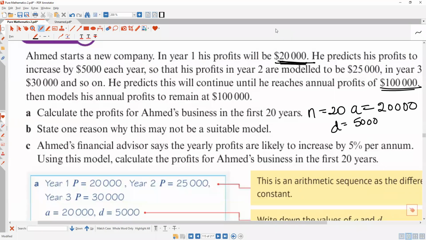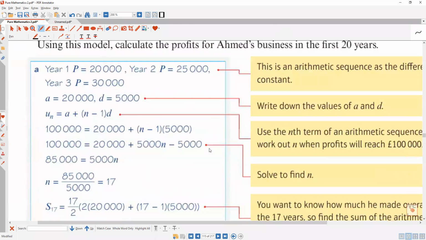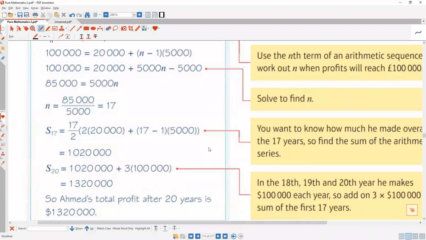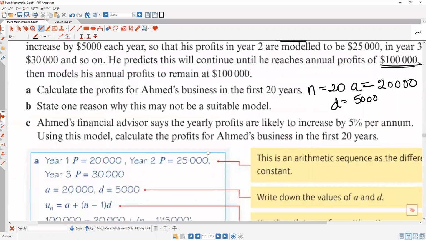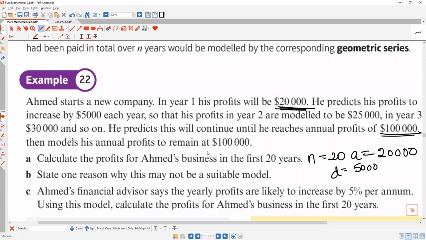Now what happens is that this guy, you found 115,000, but what you forgot is that his profit will not increase more than 100,000, right? So that means within that 20-year period, at some point he has reached 100,000 earlier. So what did they say? Calculate the profits of Ahmed's business in the first 20 years. Let's see, 19th year. No, let's see. What they are actually trying to do is find the total profit. Here they made a mistake actually.